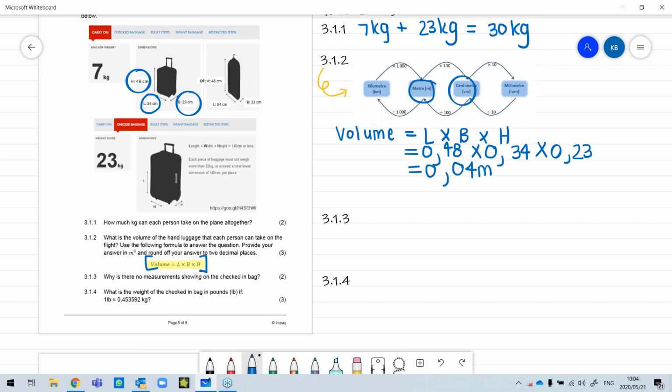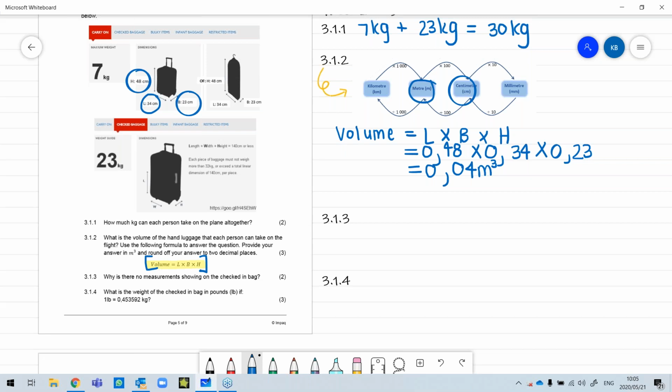0,04 cubic meters. So this is a lot easier than trying to convert a measurement from cubic centimeters to cubic meters, because then you will not only be dividing by 100, but you will be dividing by 6 zeros rather. Okay, going forward to question 3.1.3.